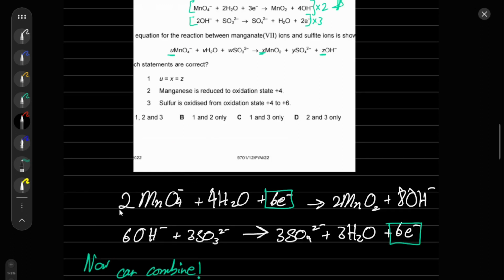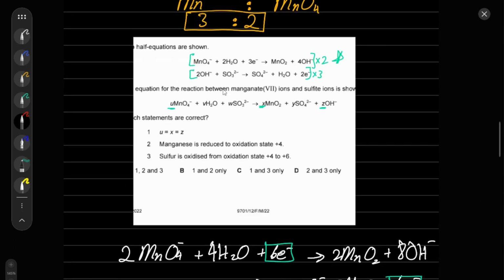So first of all, I have this equation that is already partially balanced, but the only thing that is not balanced is the electron count. That's the only thing that is not balanced. The electron count is not balanced. So we're gonna do the same method. We're gonna figure out the ratio of electrons on both the sides.